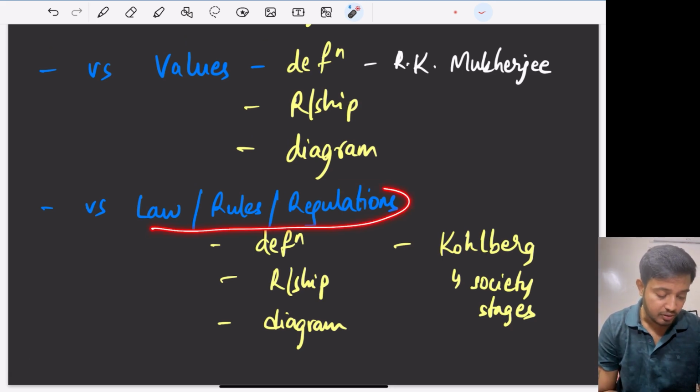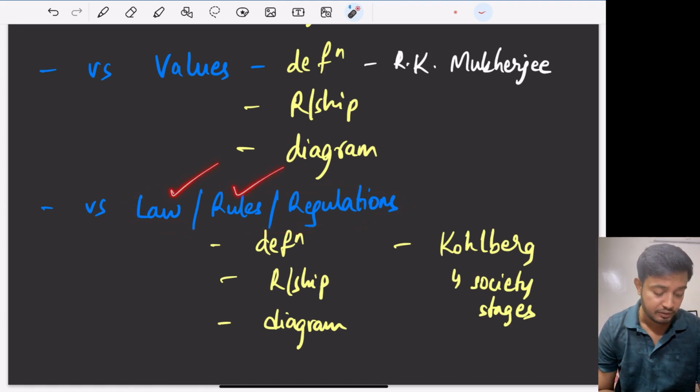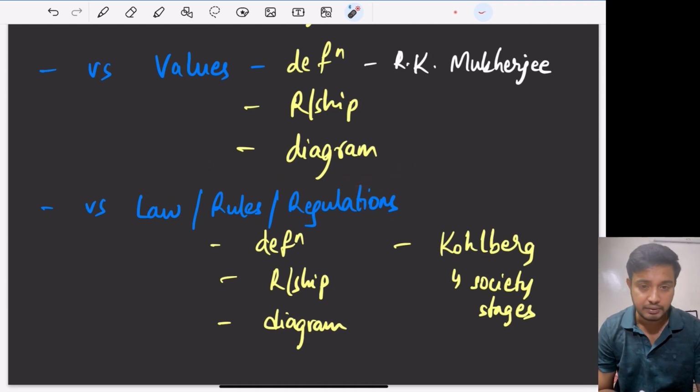Again, there is another question on law, ethics versus laws. You need to know the definition of law, you need to know the definition of rules, you need to know the definition of regulations. There are subtle differences between these three. Just know them beforehand itself, so that, for example, in future, if the question is on either this or this, you don't write them along similar lines as law. So definition, again the relationship, again one diagram.